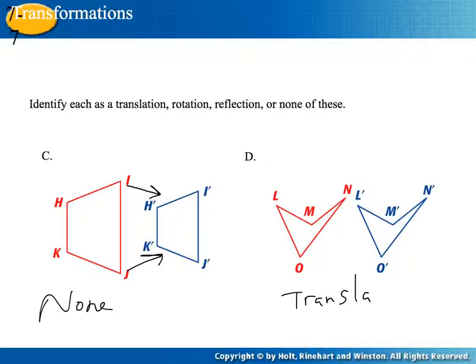D is an example of a translation. It slides over to the right, but it's the exact same shape. Again, it's going from the red to the blue. How do I know that? Because of these prime symbols, those apostrophes. Those tell me that that is my second figure.